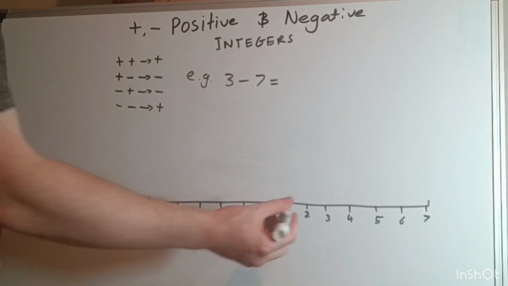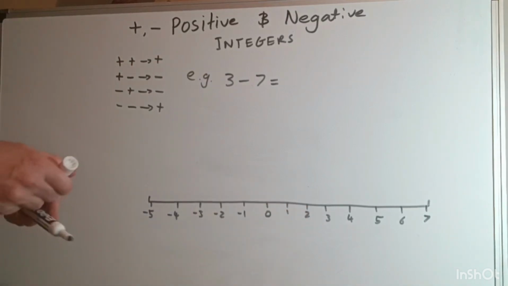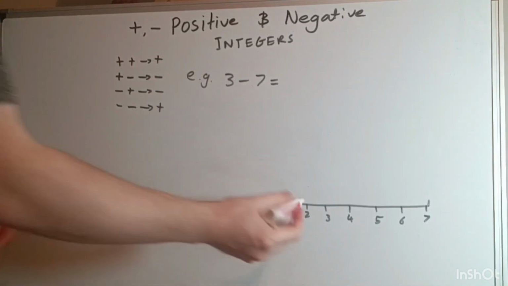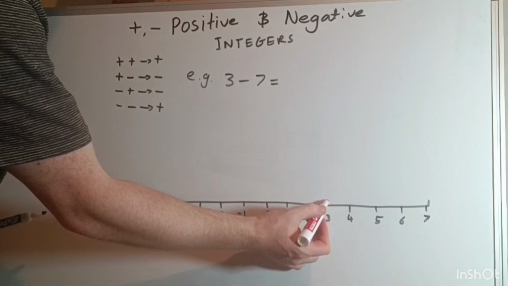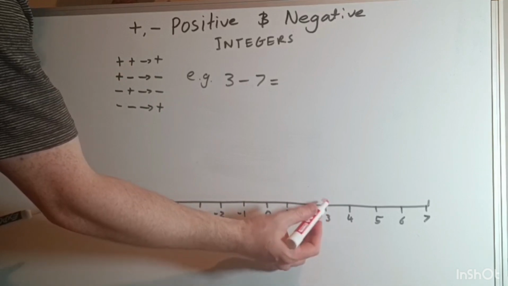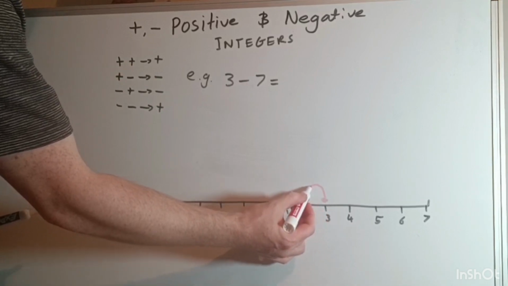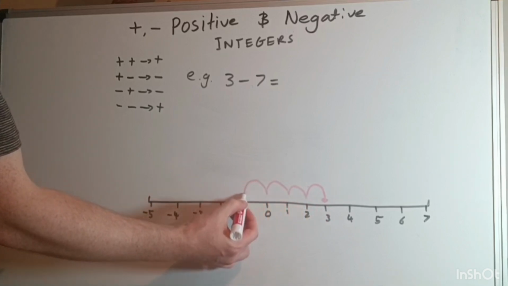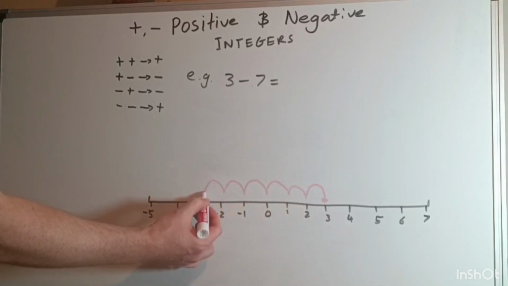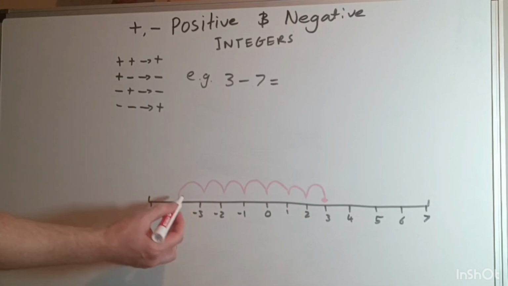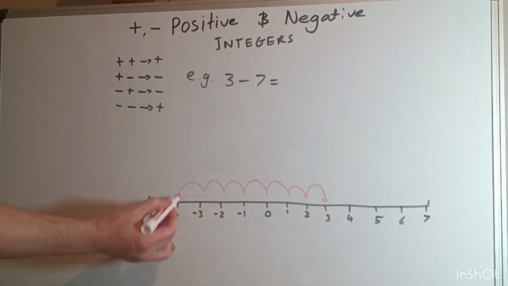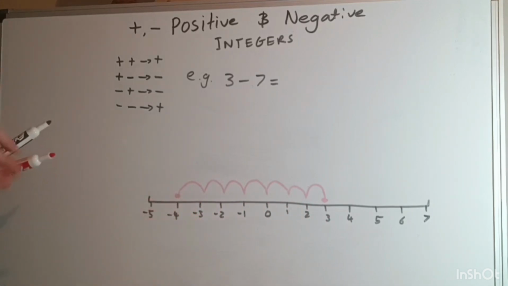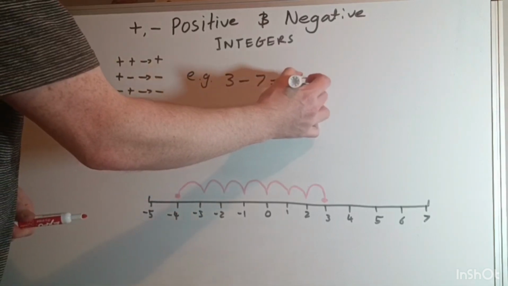So we start at 3 down here. We start at 3 down here and we subtract 7. So we count back 1, 2, 3, 4, 5, 6, 7. And we've landed at -4. So 3 minus 7 is just -4.